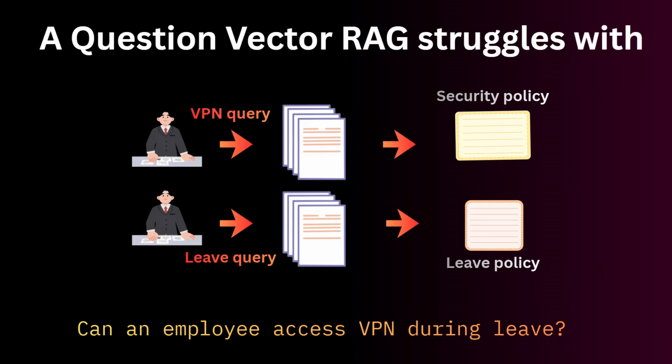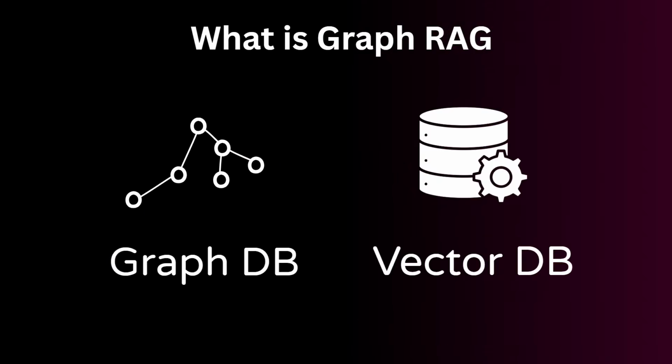So the LLM is forced to guess how these pieces fit together. And when the model guesses, answers become inconsistent, context dependent, and sometimes flat out wrong. The problem here isn't the model. The problem here is that the connections are actually missing. And this is where Graph RAG comes in.